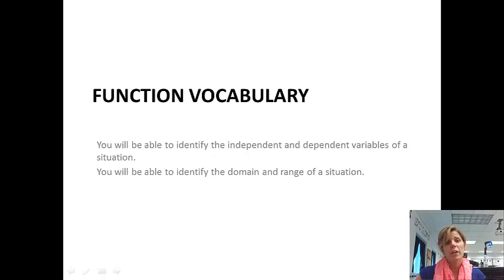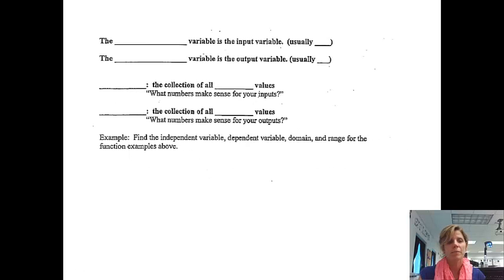Function vocabulary. At the end of this lesson, you'll be able to identify the independent and dependent variables of a situation, and you'll be able to identify the domain and range of a situation. All right, first of all, let's look at some definitions here.